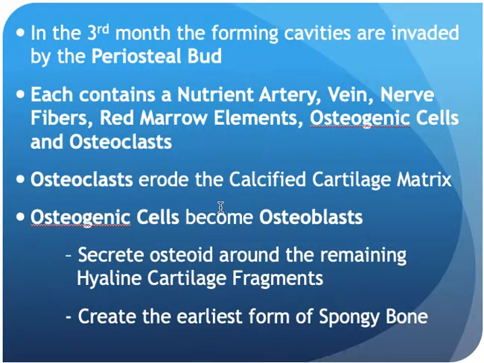So in the third month, the forming cavities are invaded by the periosteal bud. It's going to contain a nutrient artery, a vein, a nerve. It's going to have all our red marrow elements. It's going to have all our osteogenic cells, the osteoclasts. The osteoclasts are going to erode the calcified cartilage matrix. Okay, and then the osteogenic cells are going to turn into osteoblasts. And these, again, are important because they're going to secrete the osteoid around the remaining hyaline cartilage fragments. And again, we're just creating the earliest form of our spongy bone. Okay, but it's the arrival of this periosteal bud that makes all of this possible.